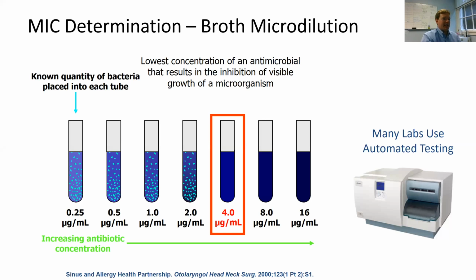So this is how it most often works. It's usually automated with machines like a Vitek or Phoenix or MicroScan. They place bacteria into all these different tubes of increasing antibiotic concentration from left to right. You see at 0.25, the bacteria grow, they grow, they grow. They grow here at 2.0, but at 4.0, they don't grow anymore. So that is your MIC value.